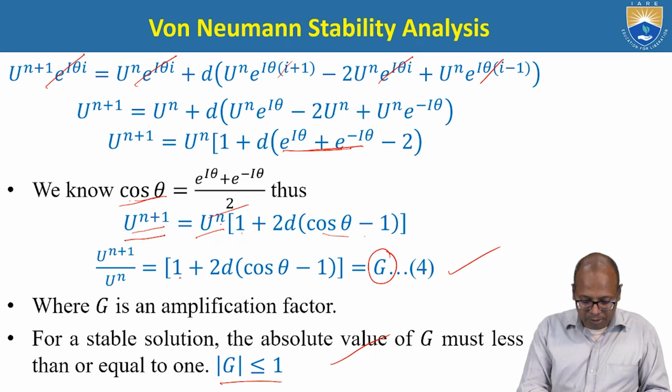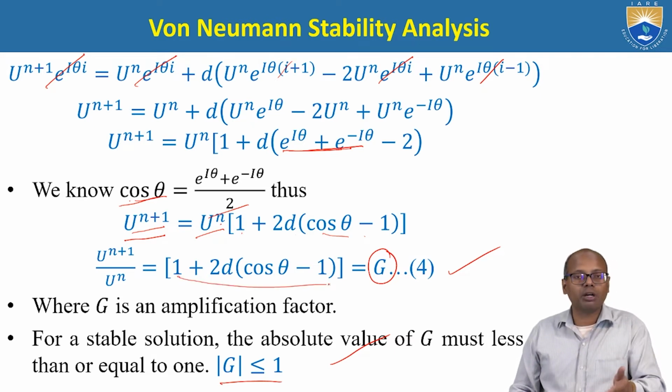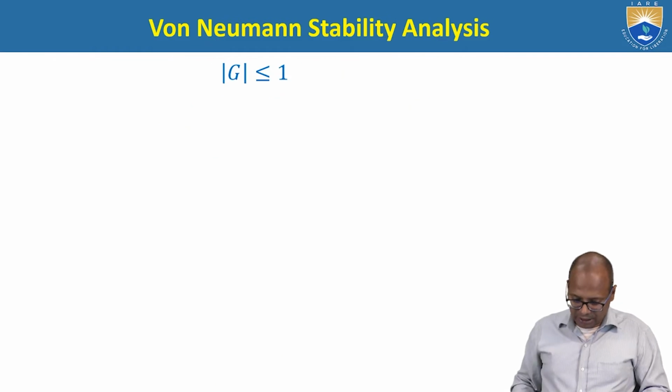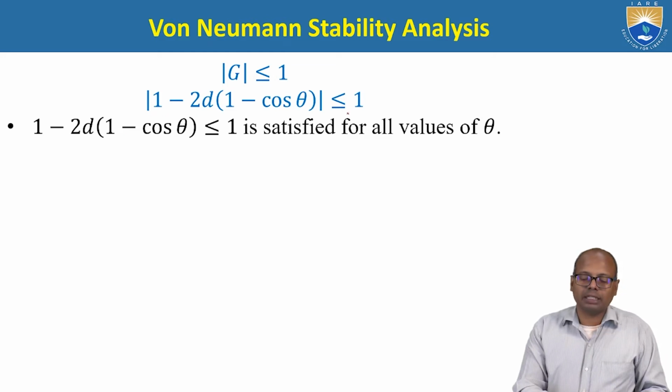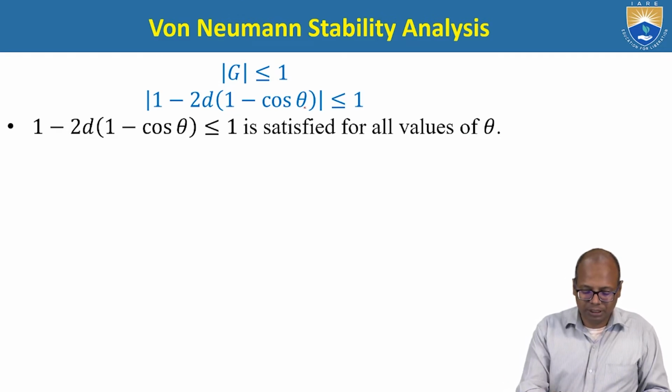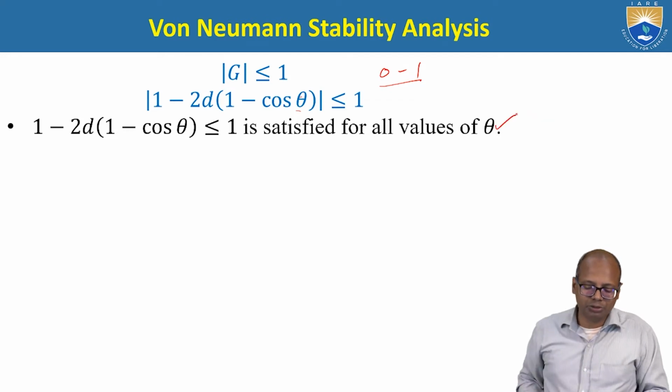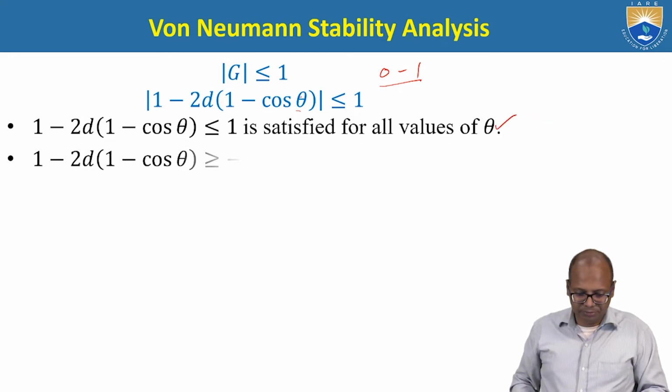So, here what is the amplification factor? This is the amplification factor. Apply the modulus for this amplification factor and see how it changes. Now, this condition must be satisfied for all values of theta. Cos theta varies from minus 1 to 1, so whatever the value may be, the first condition will be less than or equal to 1. So for all values of theta, this is satisfied.